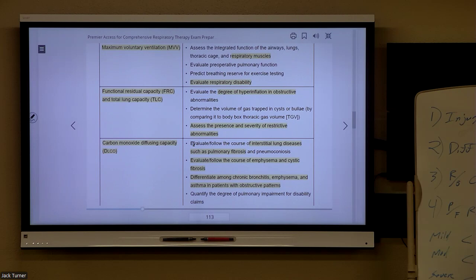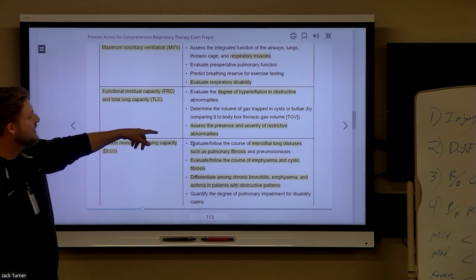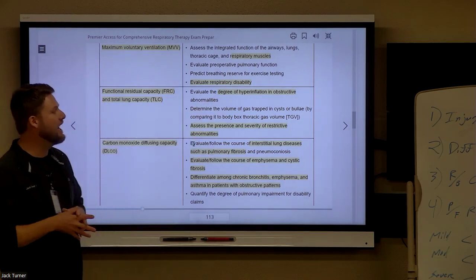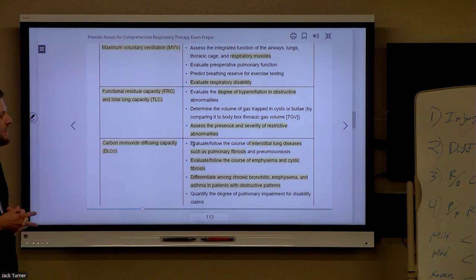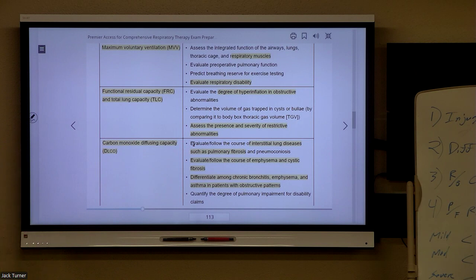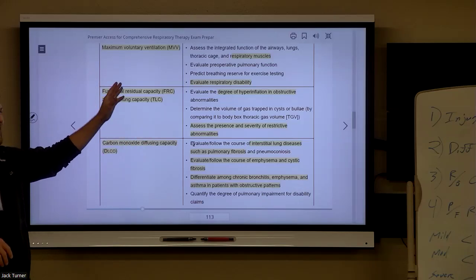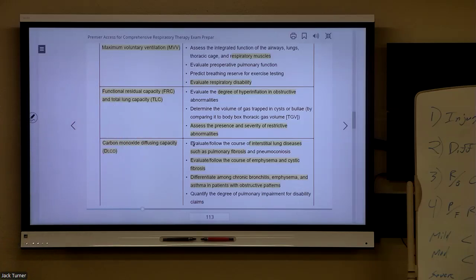Okay, if you're looking at FRC and TLC, which RV kind of falls in this category as well, which are our volumes, especially TLC, we're looking to see if there's a degree of hyperinflation for obstructive diseases, and it tells me if a person has restrictive disease, right? So I want to order volumes in general if I'm trying to look at if there's air trapping or if there is a restrictive lung disease. So TLC will be low with restrictive lung disease, TLC will be high with obstructive disease. Okay.